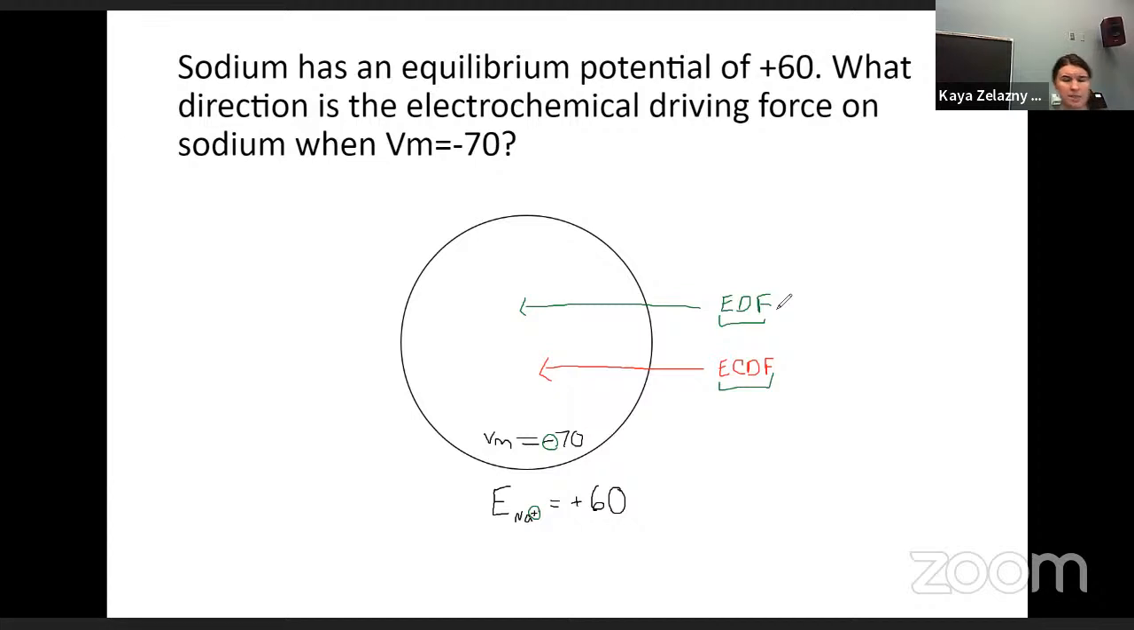So if we had the opposite situation where that equilibrium potential told us we were going one direction, but then you look at that charge on the cell versus the charge on our ion and they're going opposite, then you would know that that chemical driving force has to be really strong in order to create that situation.